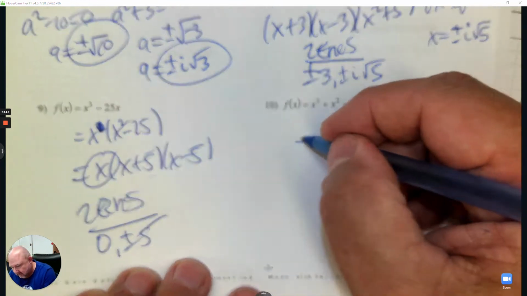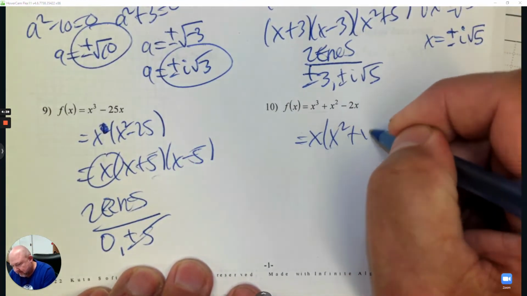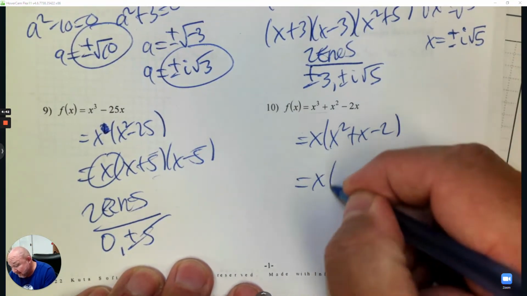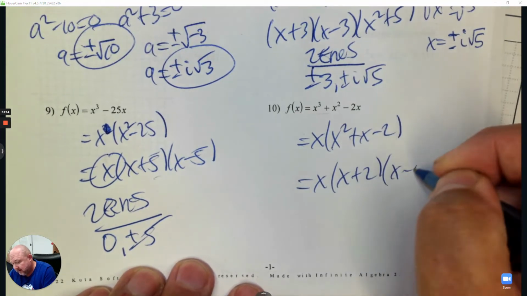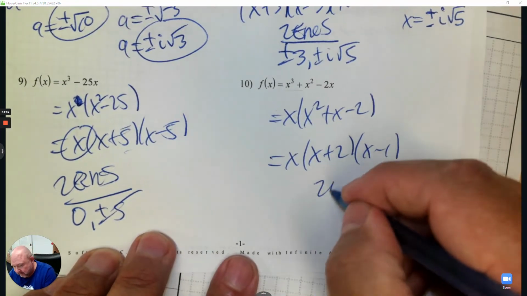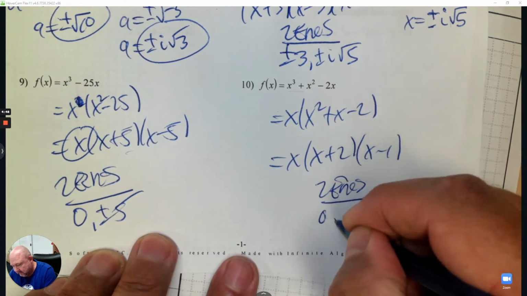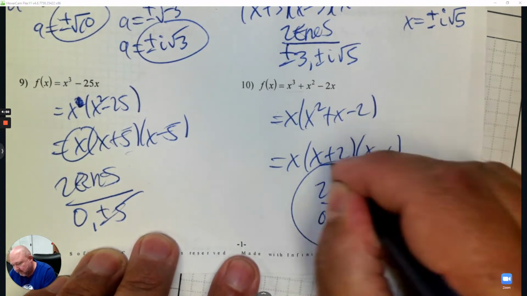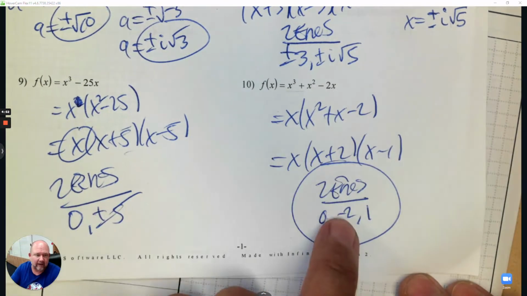All right, factor out an x. You have x squared plus x minus 2. Continue to factor. That's positive 2 and negative 1. And now the zeros that come from that, so that'd be 0, negative 2, and 1. So 0, negative 2, and 1.